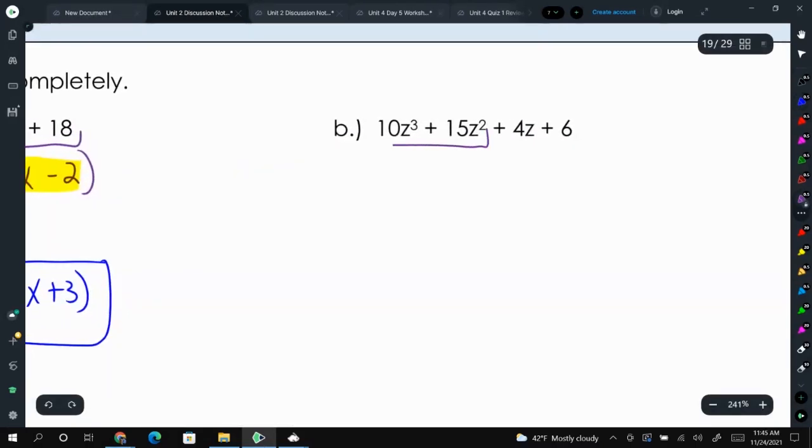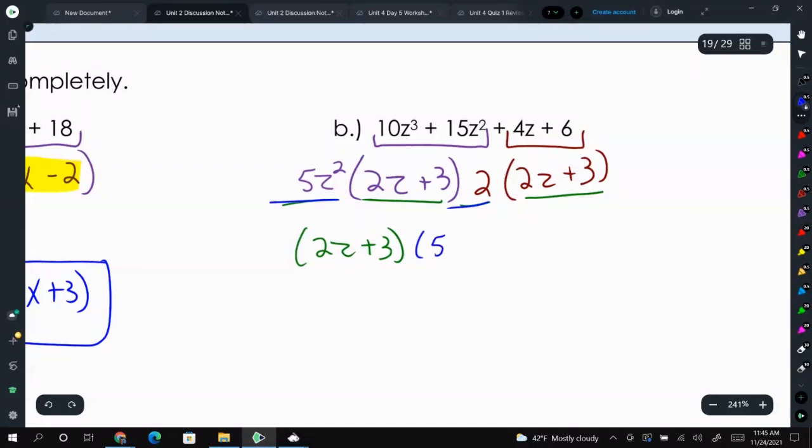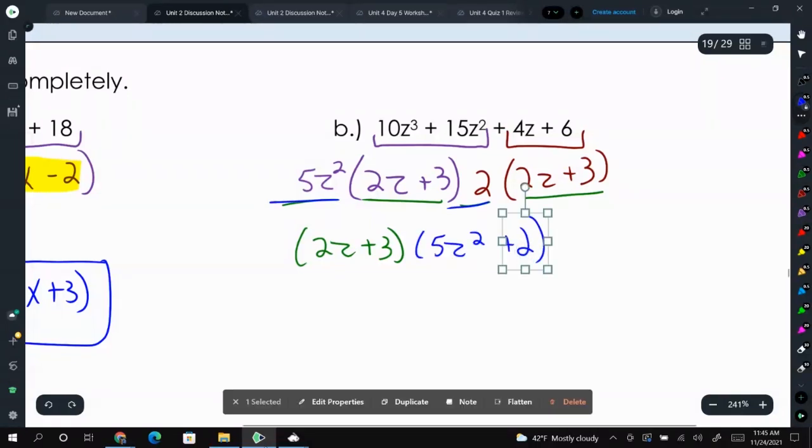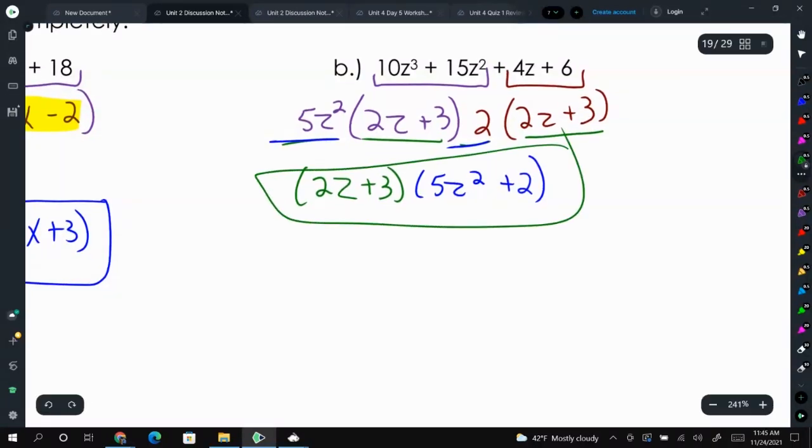Letter B. We can factor out a 5, and we're left with 2z. Sorry, we can factor out a 5z squared. And we're left with 2z plus 3. And then we can factor out a 2, and we're left with 2z plus 3. We see this twice. It's the exact same thing, so 2z plus 3. And then our leftovers, 5z squared plus 2. And now I ask myself, can I factor any of these? And the answer is no, we cannot factor any of these remaining or resulting factors. So we are done.